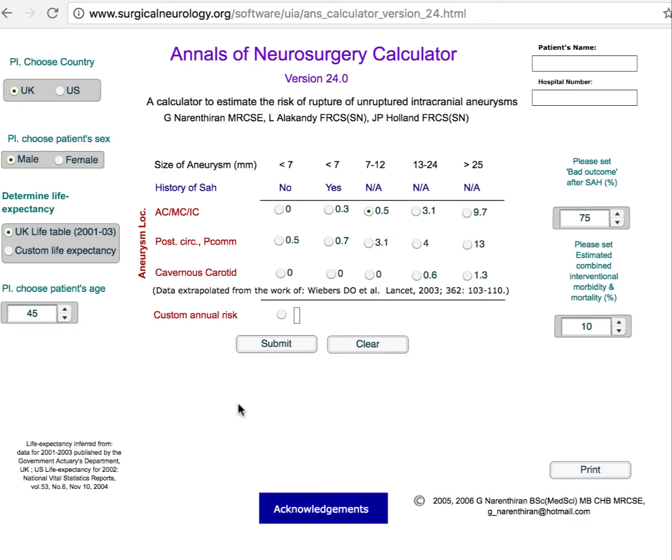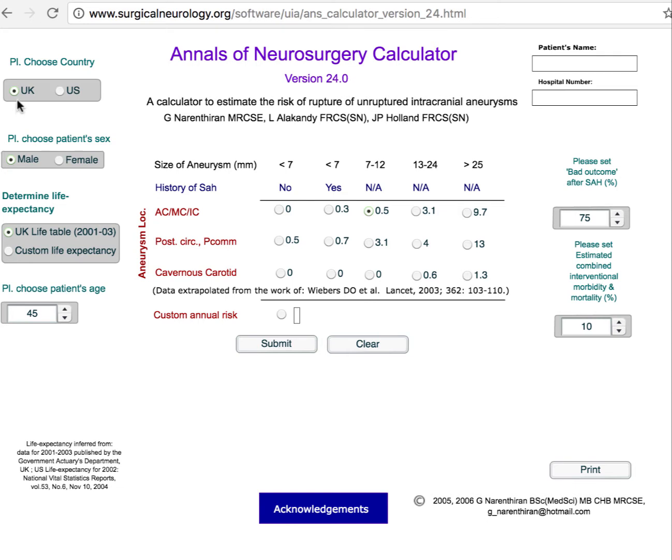The calculator also allows you to calculate the risk of rupture for the lifetime, or over a certain period of time. Some patients would say, look, doctor, I'm 50 years old, I don't want to know the risk until I'm 90. What I want to know is the risk for the next 20 years. This calculator allows you to use the lifetime tables as well as a custom period over which you want to calculate the risk.